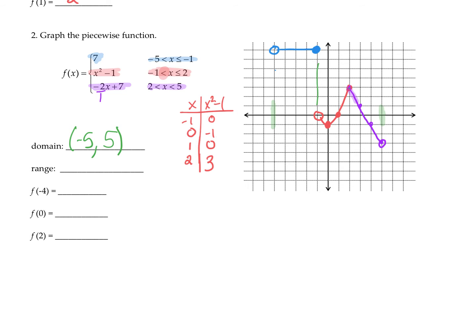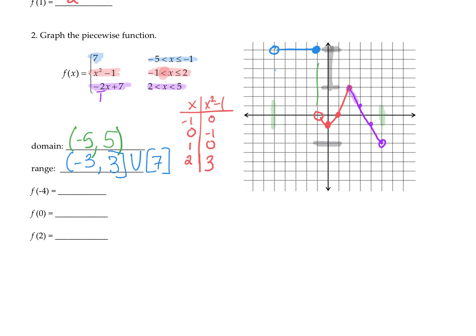My range is my lowest to my highest. So my lowest point is here at -3. My highest point is here at 7. -3 is not included. But we do have a gap. So it's right here at 3, and then I have a gap from 3 to 7. So it's going to be -3 to 3 included, union, and then just 7. So I'm going to write 7 included.